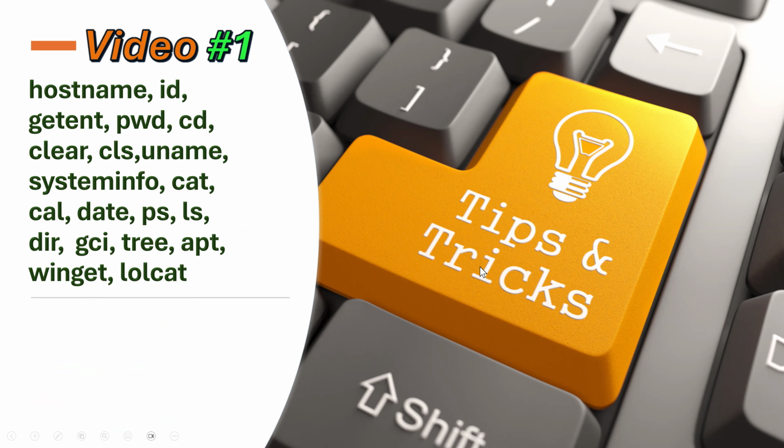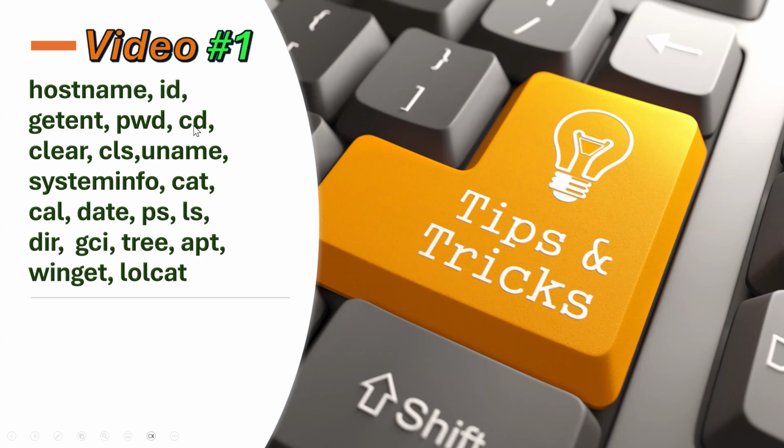I covered hostname and ID. Hostname is on both Linux, Unix and Windows, the same command, hostname. ID is a Linux and Unix command. GetInt is also a Linux command. PWD is an alias in PowerShell that points to Get-Location. So this is an alias. However, on Linux, this is a command, and it prints the print working directory of the executable.